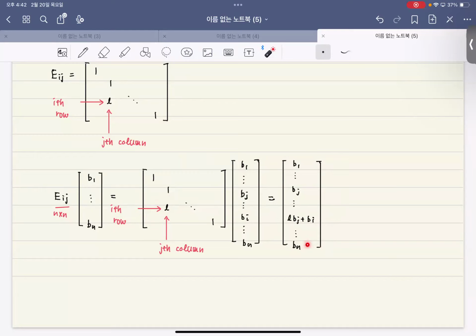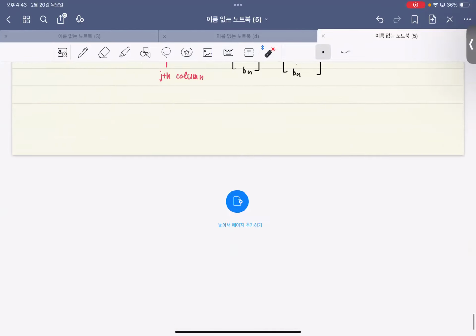This resulting column vector is almost the same as the original column vector, but there is only one difference. The i-th entry of this column is now changed to L times Bj plus, well, there's an invisible 1 here, L times Bj plus Bi, right? Agreed? Once you're all good about this, then maybe I can generalize this step even further.